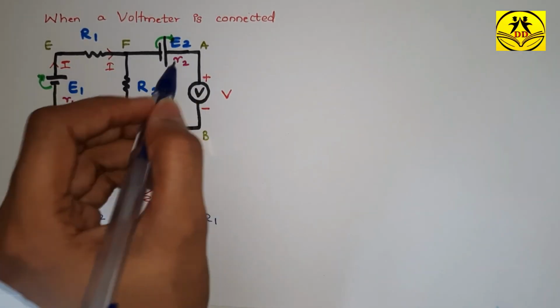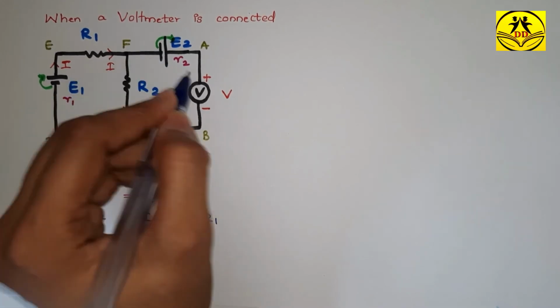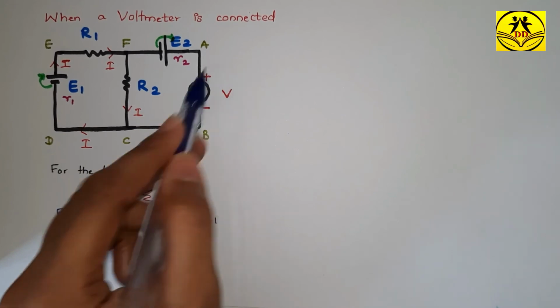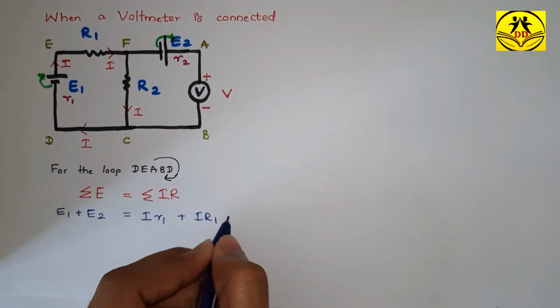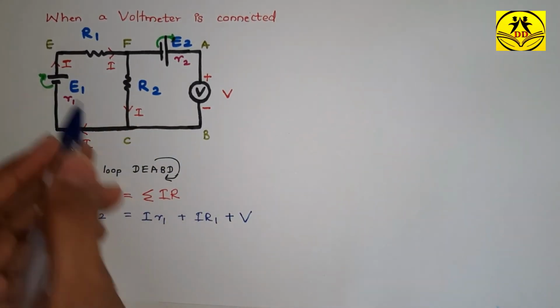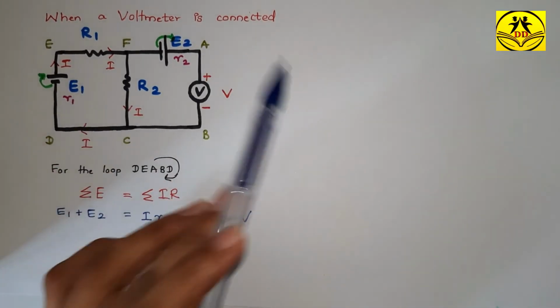Here, is there a current flowing through this internal resistor? No, there's no current flowing here, so that's not written. And here, this voltmeter reading is considered as an IR product, so it's plus V. Okay, so that's how you write it when a voltmeter is connected.